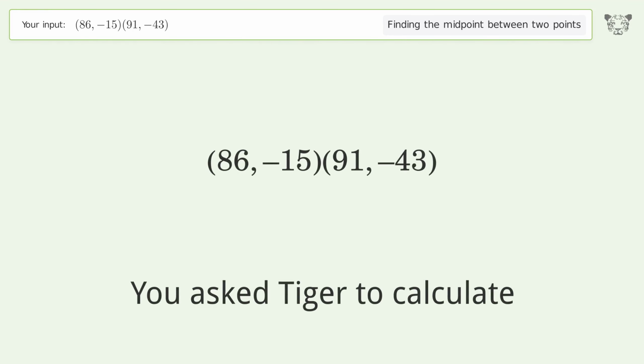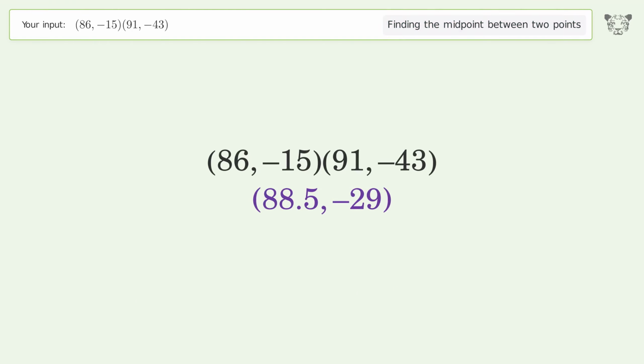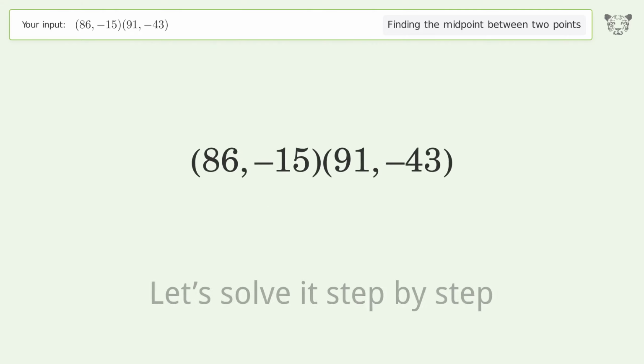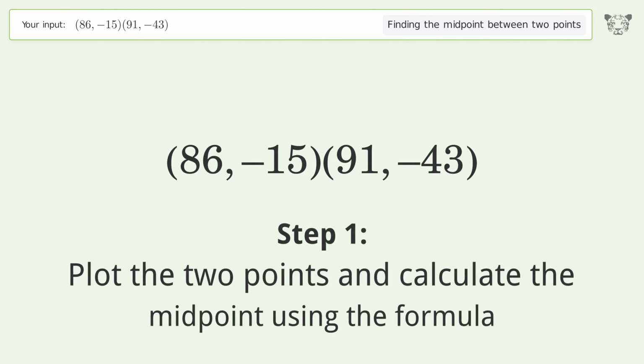You ask Tiger to calculate. This deals with finding the midpoint between 2 points. The midpoint between the 2 points is 88.5, -29. Let's solve it step by step. Plot the 2 points and calculate the midpoint using the formula.